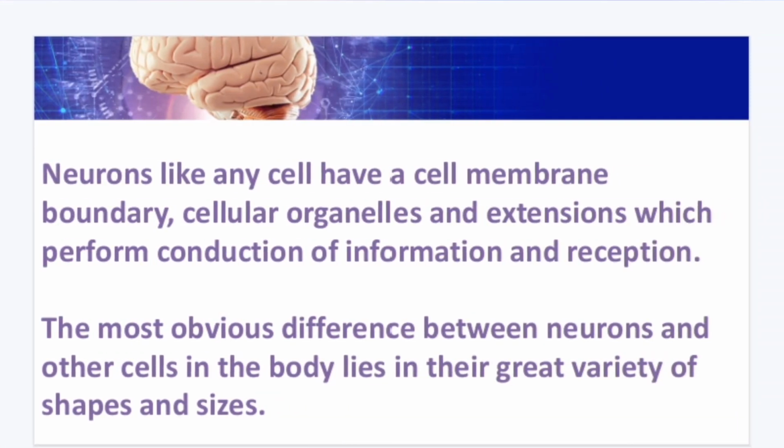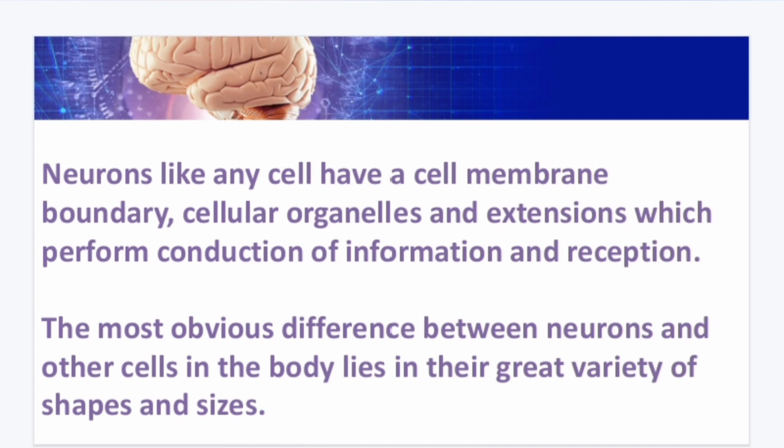The neurons, like any cells, have a cell membrane boundary, cell organelles and extensions which perform conduction and reception of information. The most obvious difference between neurons and other cells in the body lies in their great variety of shapes and sizes. So neurons, like all other cells, have the typical cell organelles, cellular membranes, etc. and have processes for conducting the information. But the difference between the eukaryotic cell and neurons is that they have a great variety of shapes and sizes. You can see neurons with long axons, with short axons, with no processes, etc.